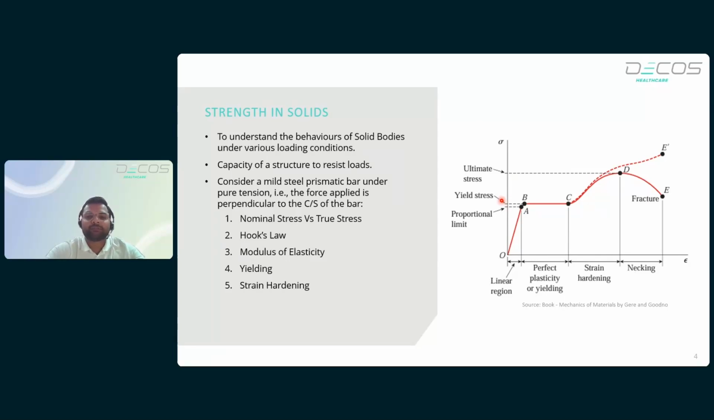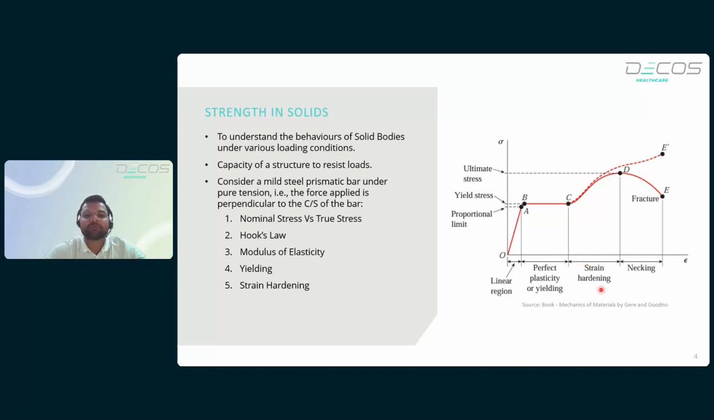So because of the substantial elongation in the rod as compared to the increase in the tensile forces, this particular phenomenon is called yielding or perfect plasticity. So we have elastic deformation and we have plastic deformation. Elastic deformation is where the body springs back to its original condition, while in plastic deformation, the body will not spring back, but the deformation stays within the body, right?